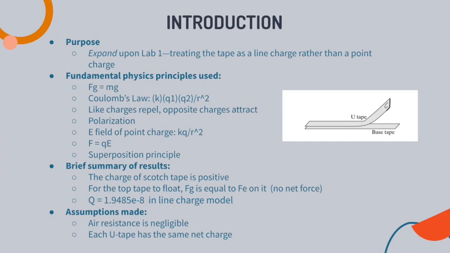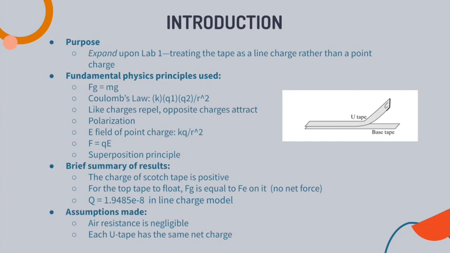However, in Lab 2, with our new knowledge gained from lecture, I was able to model the U-tape more accurately as a line charge model rather than a point charge. The fundamental physics principles I used in Lab 2 are force gravity, Coulomb's law, the fact that like charges repel and opposite charges attract, the polarization of objects, the electric field of a point charge, and the superposition principle.